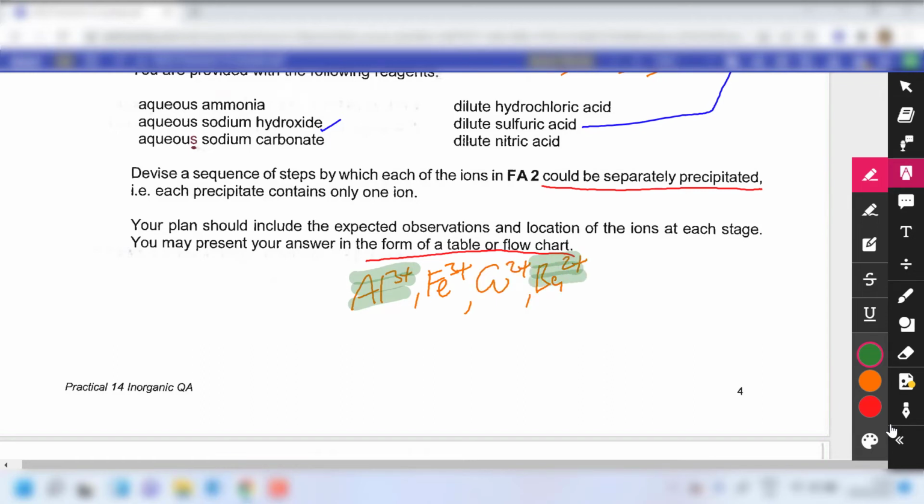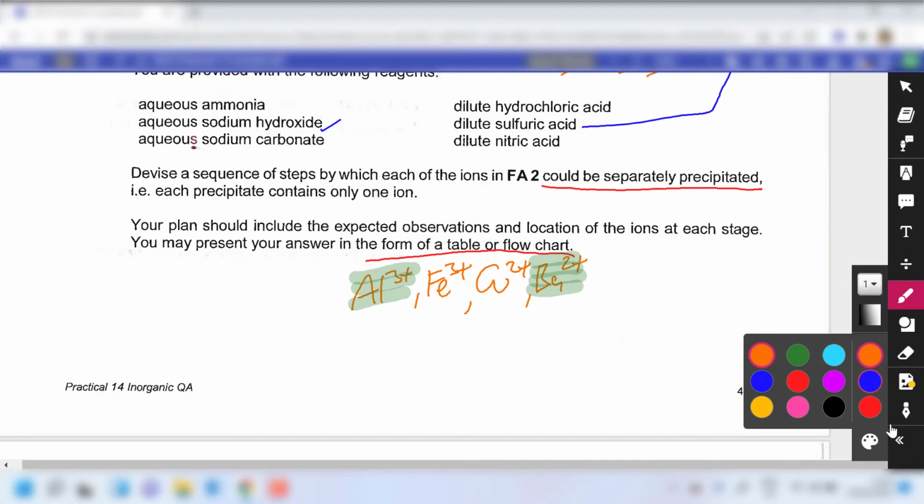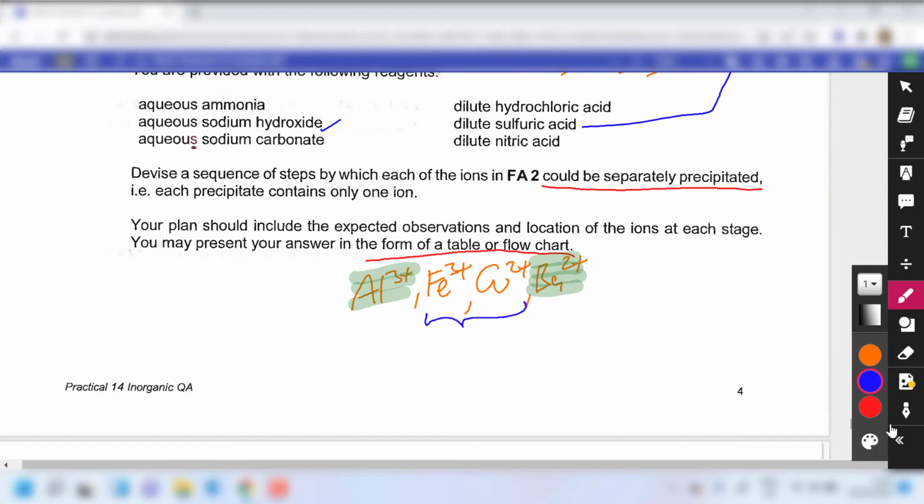Ba2+ will not form any precipitate, whereas copper 2 and iron 3+, each of them will be precipitated out as iron 3 and copper 2 hydroxide. So maybe the first thing we might want to do is to introduce excess OH-. If we introduce excess OH-, iron 3+ will be precipitated out as iron 3 hydroxide, and then copper 2+ as copper 2 hydroxide.